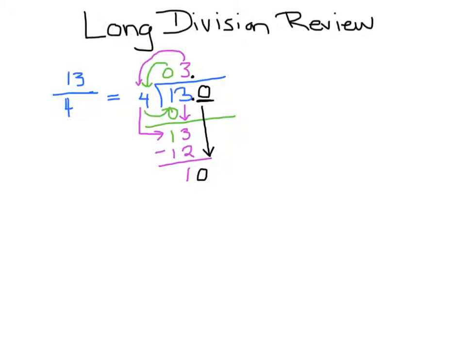So now we ask ourselves how many times 4 goes into 10. And we know that 4 goes into 10 2 times. We double check. 2 times 4 equals 8. And 10 minus 8 equals 2.